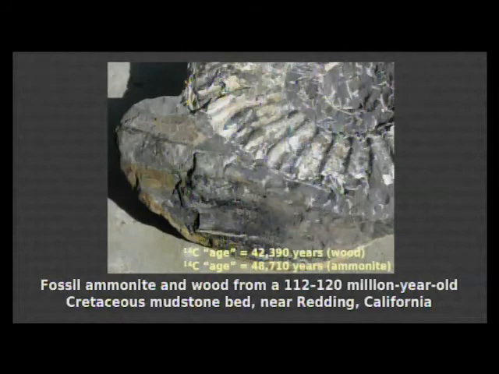Finally, and I could give you other examples, but this is an interesting one because there were two materials dated. There was fossil ammonite shell and fossil wood together in a mudstone in Redding, Northern California. Conventionally dated 112 to 120 million years, we see radiocarbon ages between 42 and 48,000 years.